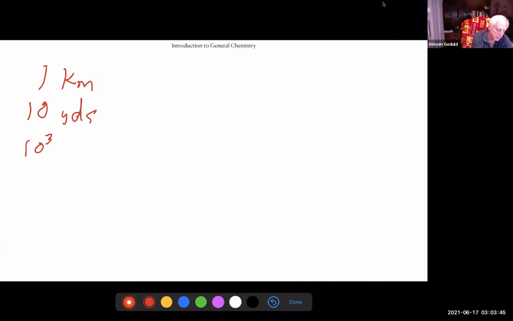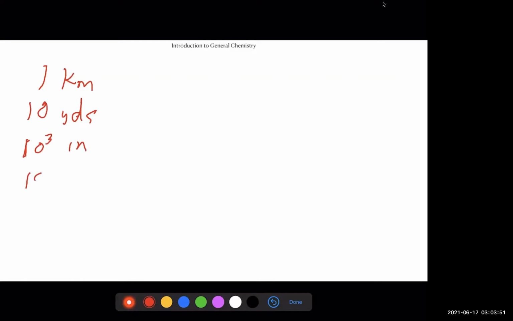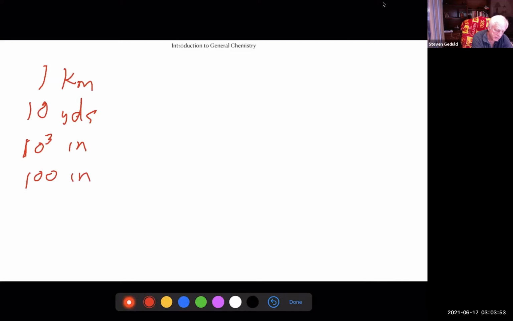So you're supposed to do longest length to shortest length, and they give you 1 kilometer, 10 yards, 1,000 inches, and 100 inches. Yes. Okay, convert everything to the same value.